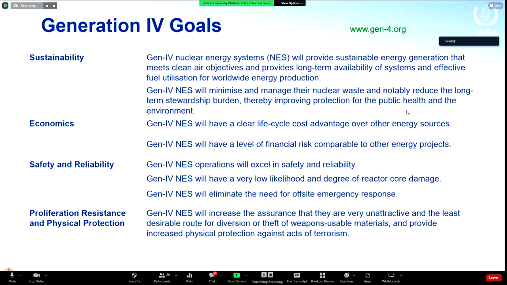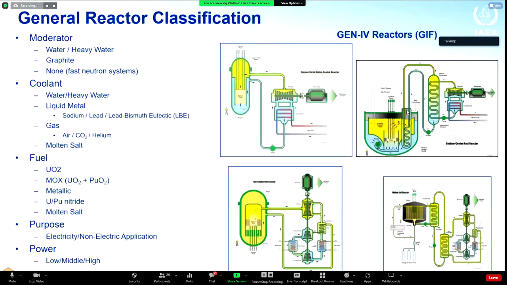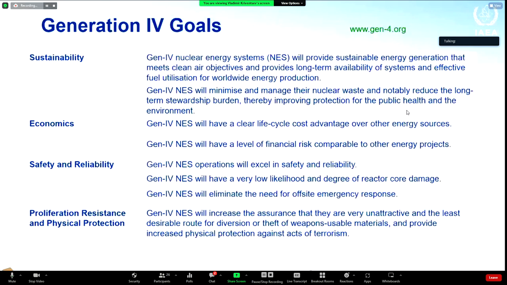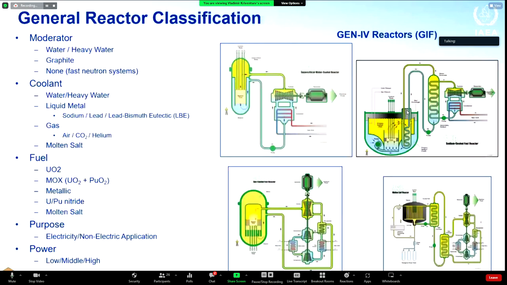These goals can be reached in Generation 4 reactors, and all these Generation 4 reactors are innovative by IAEA terminology as well. And if you reach the goals only partly, it could be Generation 3 plus, as GIF says.